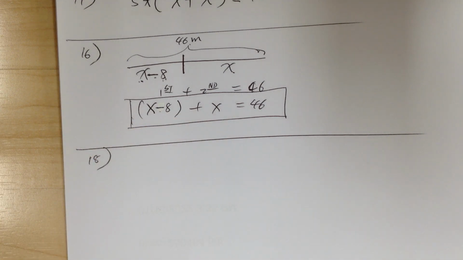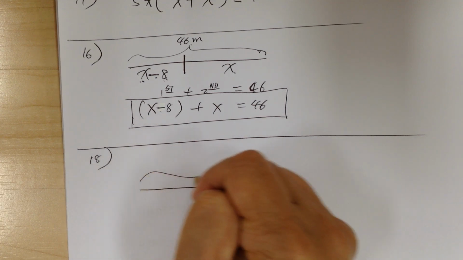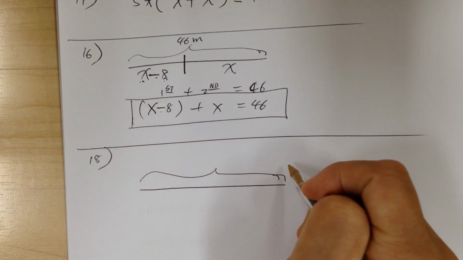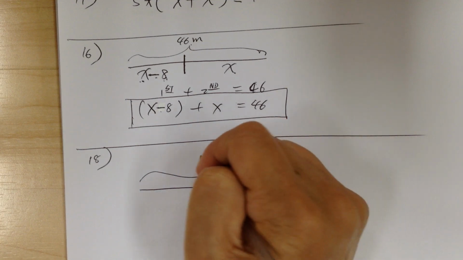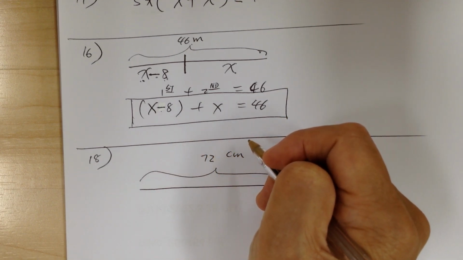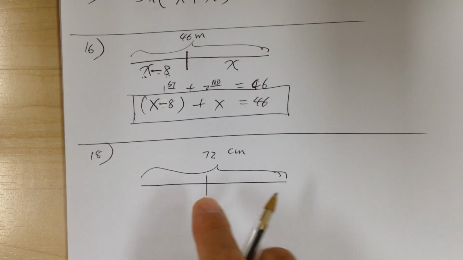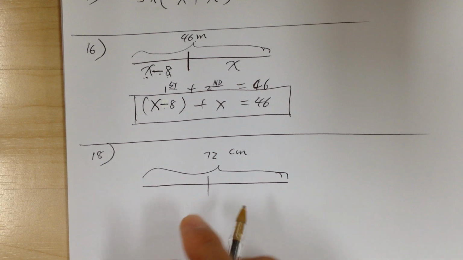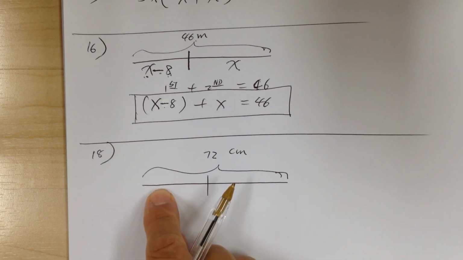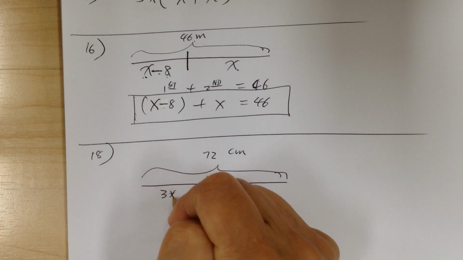Okay, number 18. Again, it's a wire problem. You have a piece of wire that is 72 centimeters, and it's going to be cut into two pieces. One piece is to be 3 times as long as the other piece.